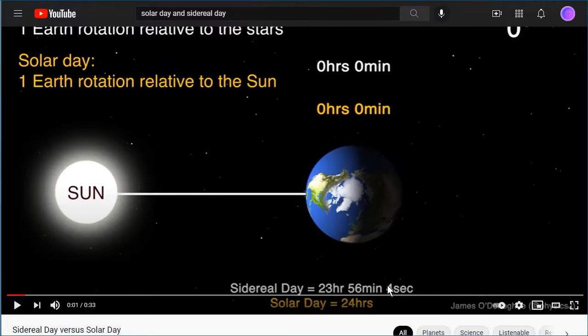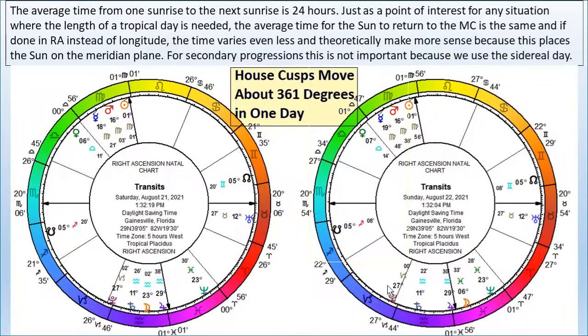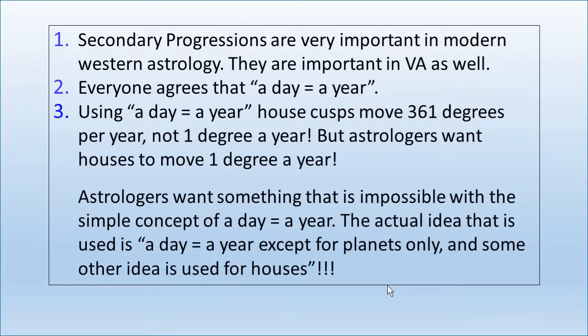Okay, now, I don't want to show that. I want to come back here. Okay, back to this slide. So if we use the formula, a day equals a year, house cusps move 361 degrees in 365 days. They're moving about 1 degree a day, but we don't want that. We astrologers don't want the houses to move 361 degrees. We want them to move 1 degree.